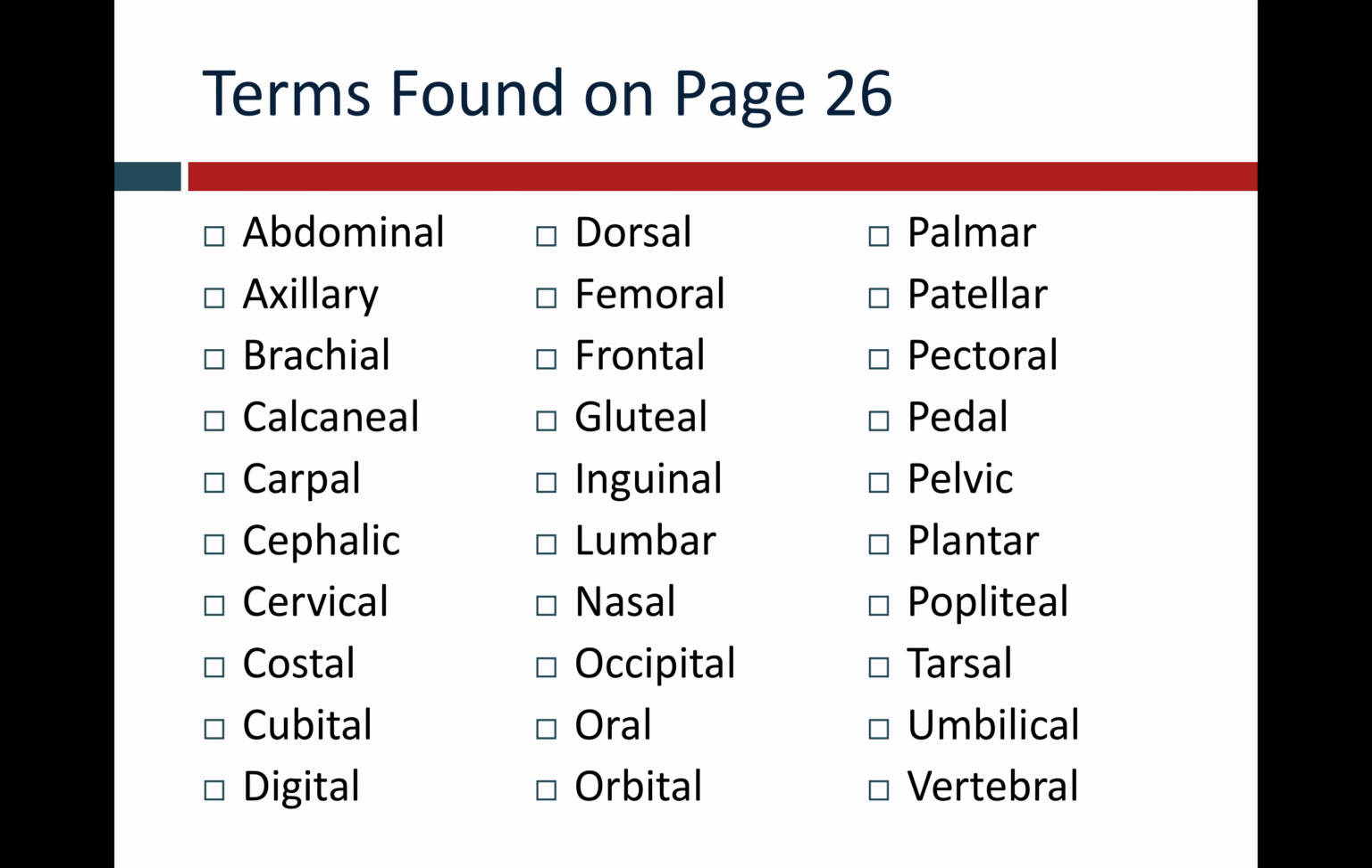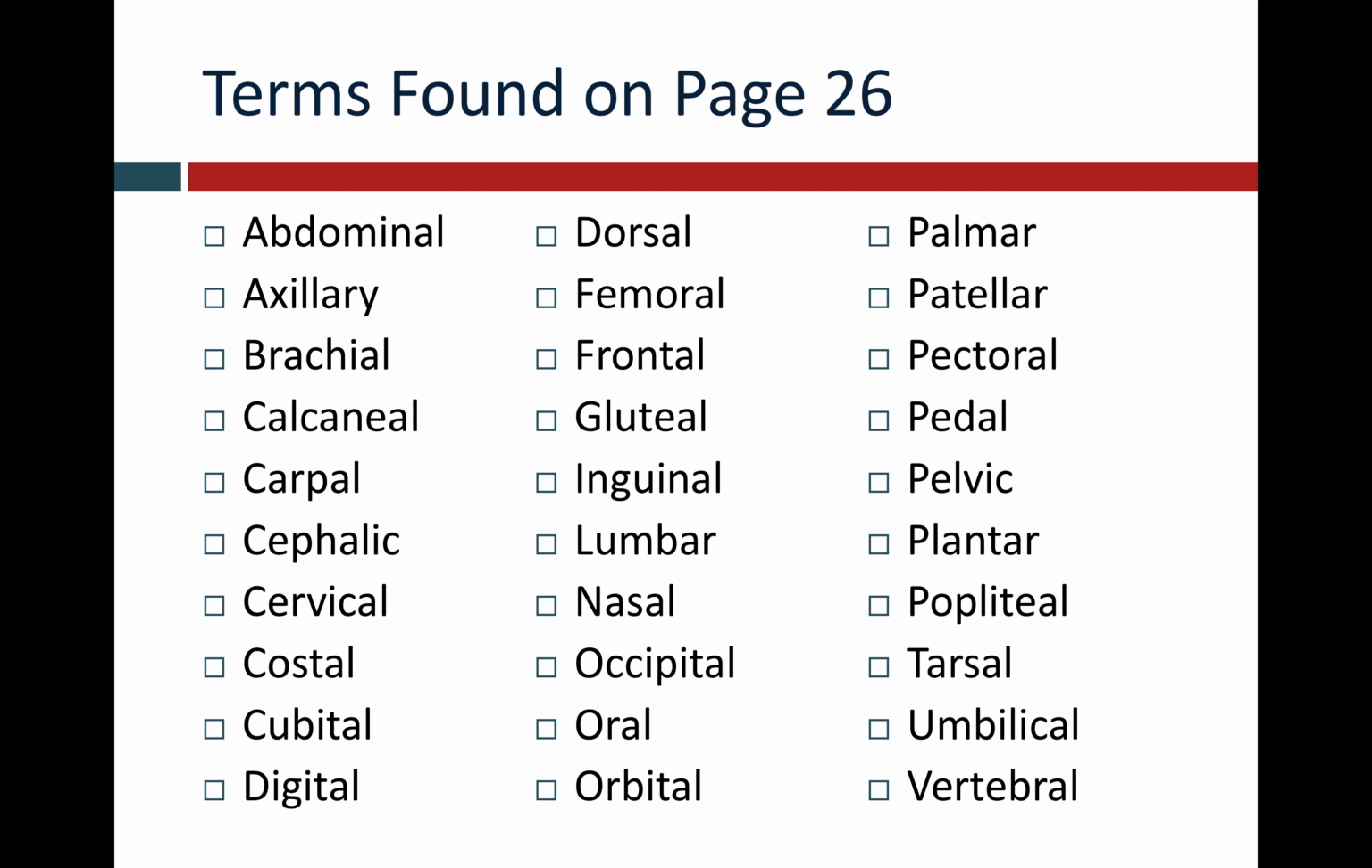Regional terms describe different areas of the body. They can describe the entirety of that area, or they can describe things within that area. For example, bones, muscles, ligaments, joints, nerves, etc. This is a list of the terms that I would like you to know for different regions of the body.